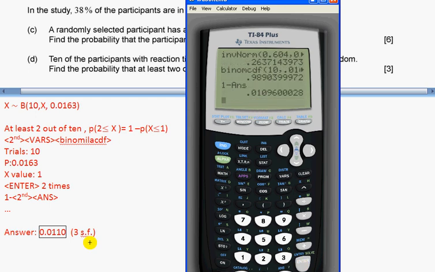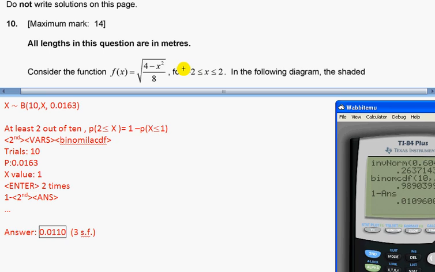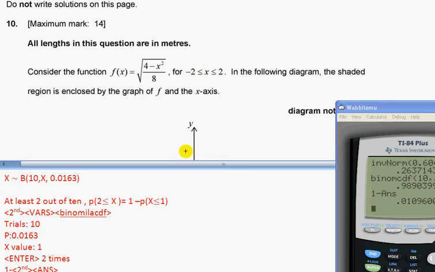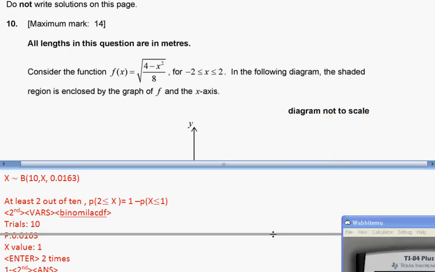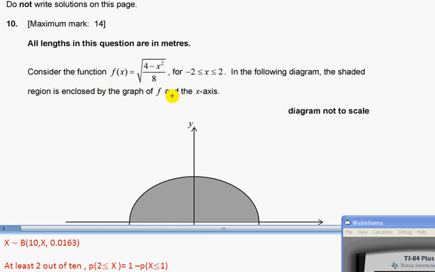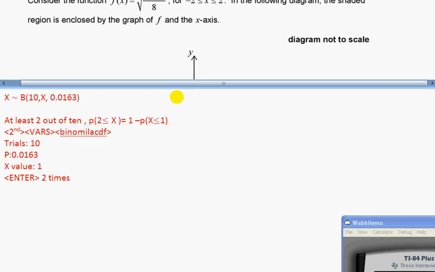Okay, here we have a graph. So consider the function between -2 and 2. The shaded region is enclosed by the graph of f, so from -2 to 2. A container can be modeled by this function. Find the volume of the container. So the container can be modeled by rotating this region by 360 degrees about the y-axis. Find the volume.